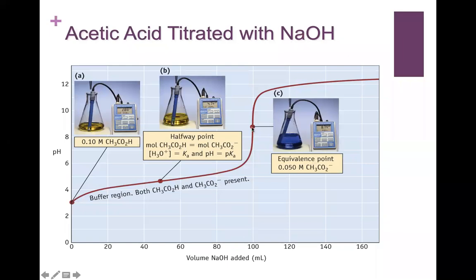Again, our equivalence point is at 100. So at 50 is the half equivalence point. This would be where we can get our pKa.